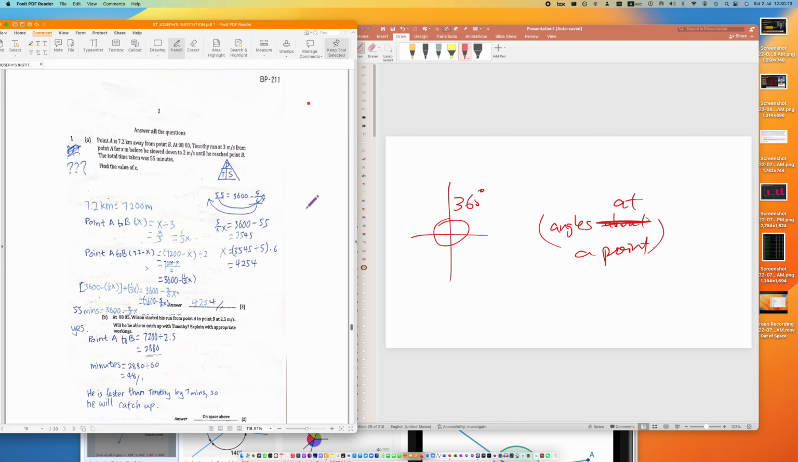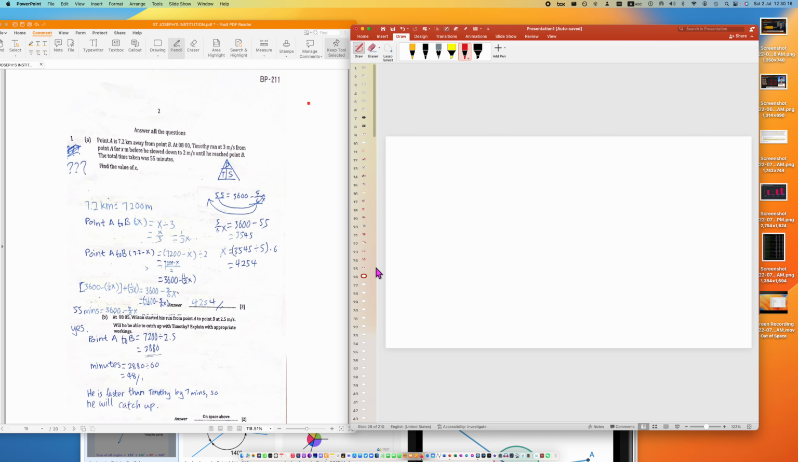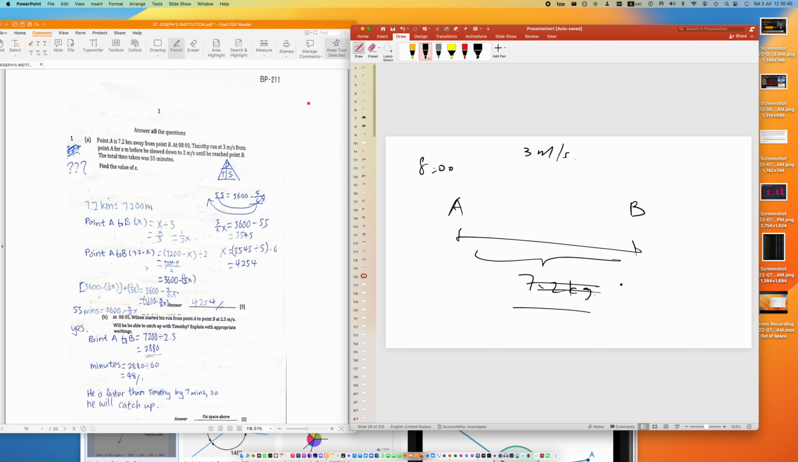Okay, good. So for this question, you have to read properly. If they give you in speed, so what I see is you have point A 7.2 kilometer from point. So what you need to do is you sketch. So 7.2 kilometer. So 8 o'clock ran at 3 meter per second. Can you see that your speed is given at 3 meter per second and your distance is given in kilometer? So you need to convert to meter, 7200. Okay, I see that. Very good. And then for x meter, so x divided by 3.